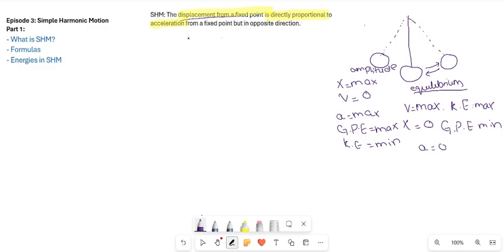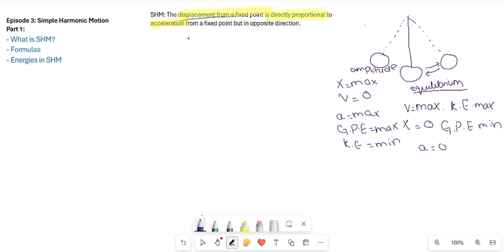Now, what do we mean by in opposite direction? That is to say, they are proportional together, however they are acting in opposite directions. If this is acceleration, this will be displacement. They're going to be proportional to each other, but they will be going in opposite direction. Now, let me explain this through formulas as well.